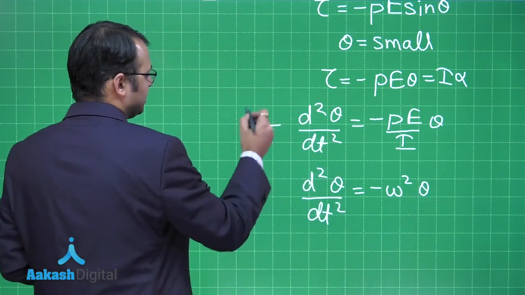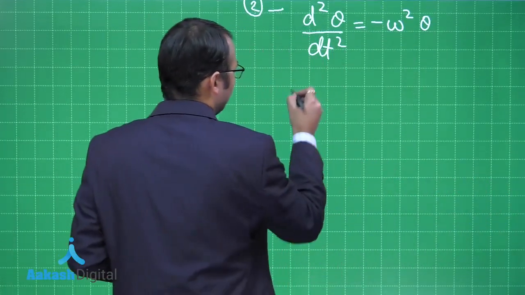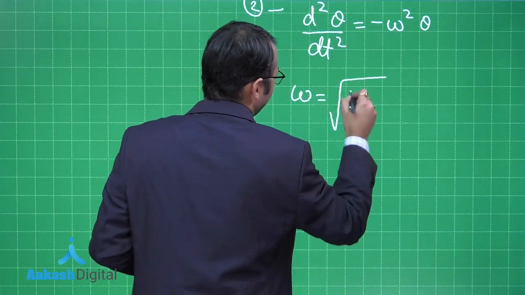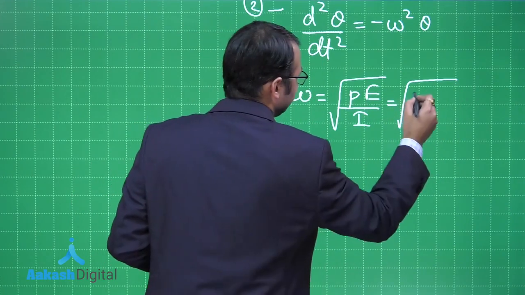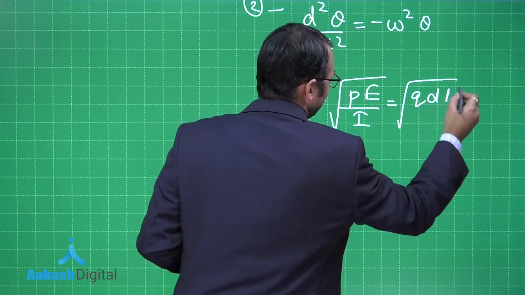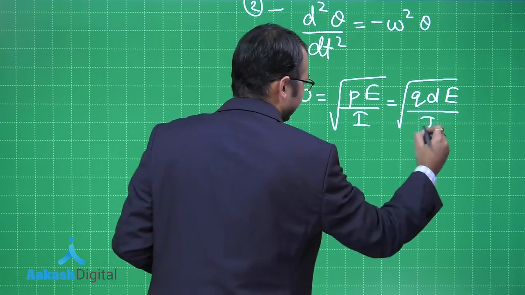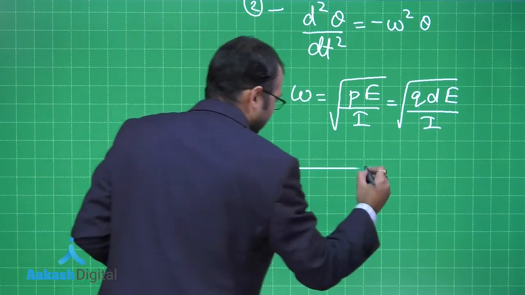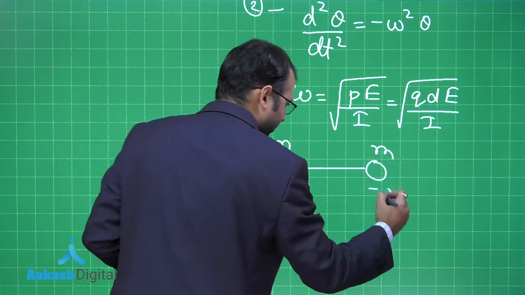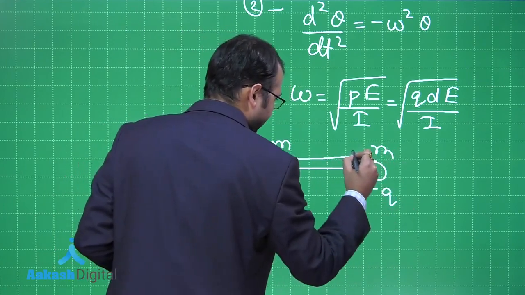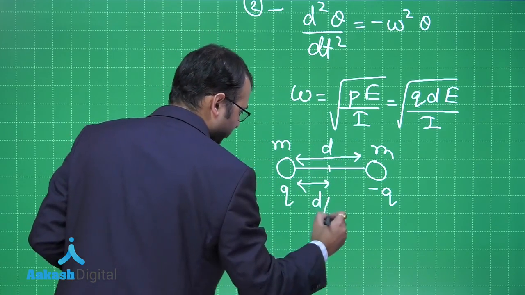Comparing these two equations, this is equation 1 and this is equation 2, we would get omega equals under root pE by I. Now, what is the dipole moment? Simply it is Q into d. What is I? So for moment of inertia, let's write I for now. These are the two masses m and m having charges Q and minus Q. They are separated by a distance of d. So from here to here it is d by 2.